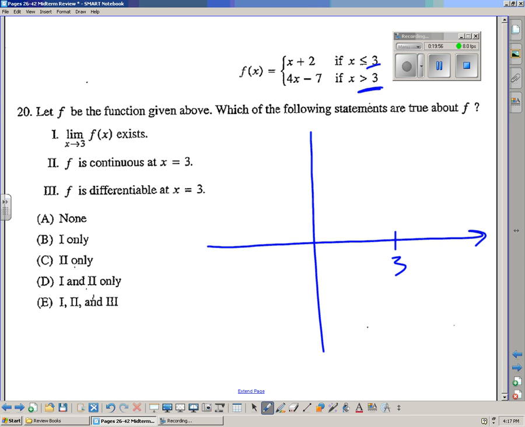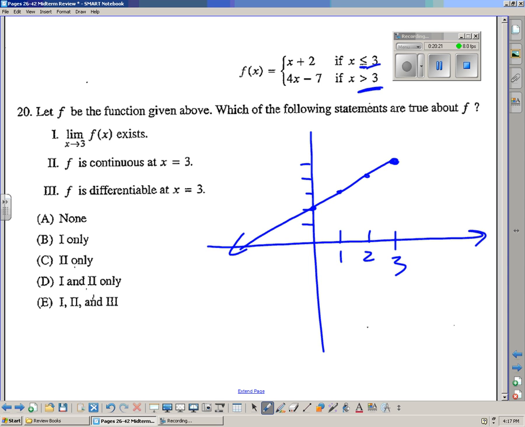So f of x equaling x plus 2 means it's a line having a y-intercept of 2, and it goes up 1 over 1, up 1 over 1, and up 1 over 1. And we're going to fill in because we have an equal part there.